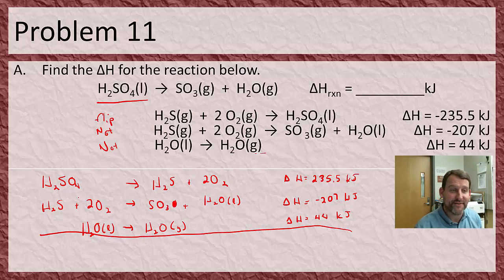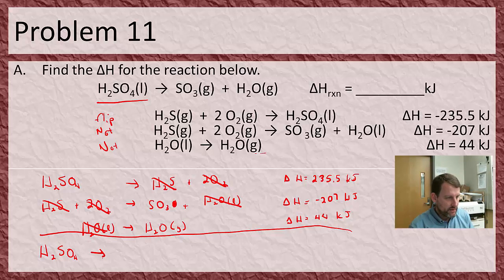I don't think we have to do anything to it now. Well, this one's a lot easier than the last one, I tell you. So H2S cancels H2S. 2O2s cancel 2O2s. H2O liquid cancels H2O liquid. And I believe that's our reaction. So what's left over is H2SO4 yields H2O gas plus SO3, and I didn't put it in the same order, but it's still the same thing, and all the coefficients work out. So my delta H here is simply the sum of these three written as they are.